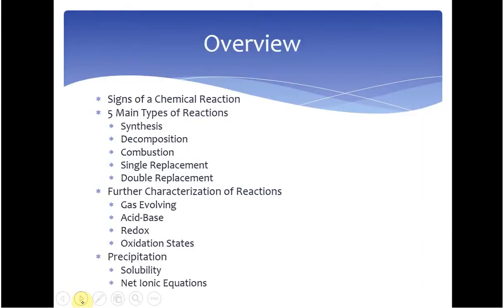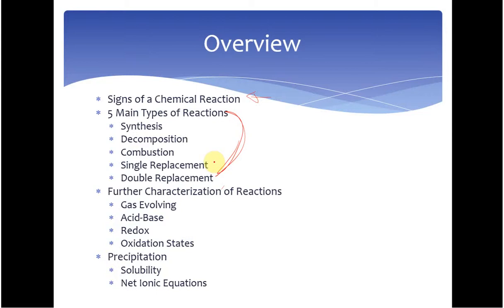Now, the first thing we're going to start with is signs of a chemical reaction. For the last few weeks in lab, you've been dealing with reactions, so this will be something that we can tie into what you've already seen. Then we're going to classify reactions according to the 5 main types.